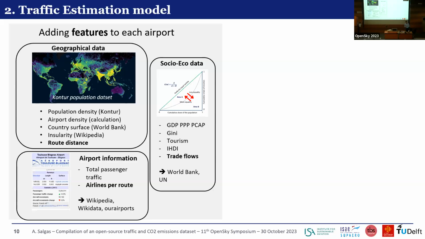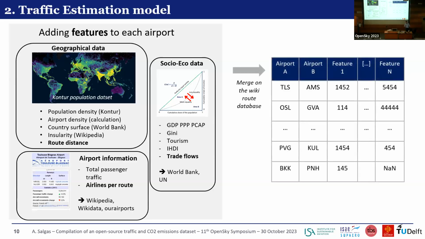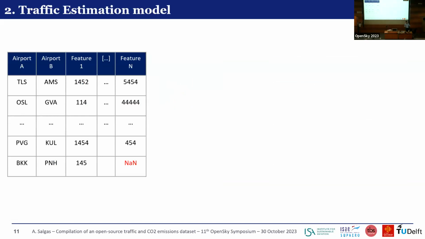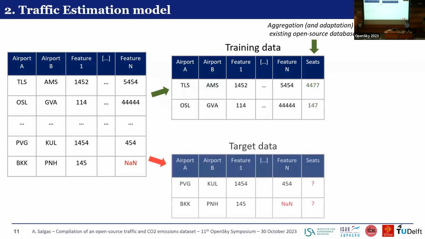We also look at the Human Development Index and most importantly at the trade flows between each pair of countries in the world. And those data are fully open source and made available mostly by the World Bank and also by the United Nations. So once all this data is merged on the Wikipedia parsed route database, we can use it to split this database depending on whether the route is also present in the open source database I spoke about earlier, or if it's not.